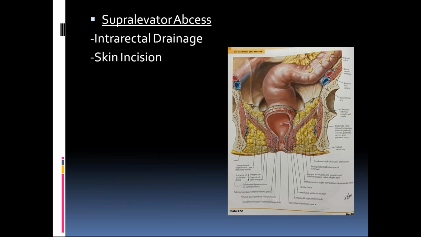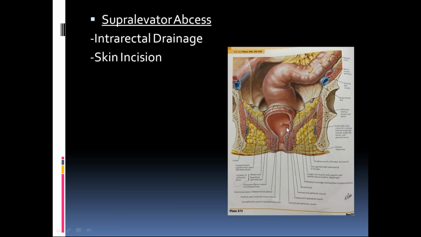Next is the supralevator abscess. This cannot be seen externally, but if you put a gloved finger inside, you can palpate it, because due to distension there will be some boggy swelling. You can palpate it with the finger inside the rectum. This is due to the push of the abscess, and it forms a swelling inside the rectum.